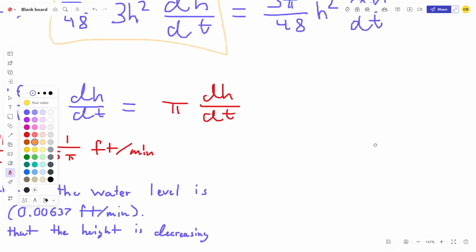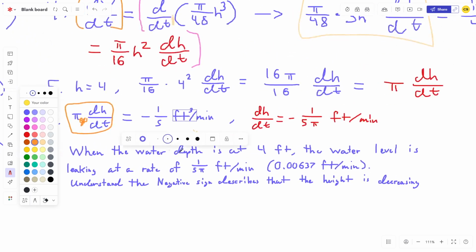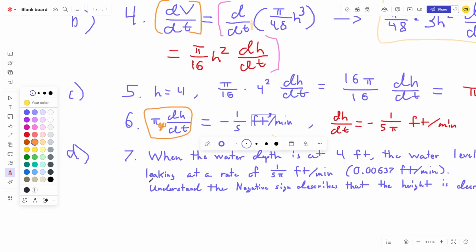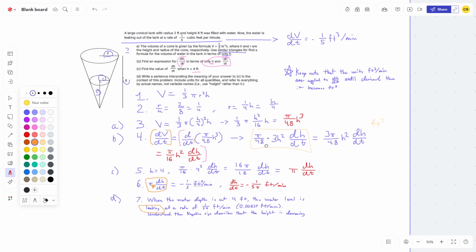The reason why this is because this still equals this. When we plug in the 4, we get this. I'm sorry, I'm using this a lot, just very easy. And the feet cubed will cancel the feet squared because of the unit that's right here. So when the water depth is at 4 feet, the water level is leaking at a rate of 1/5 pi feet per min. There's no negative because it's leaking, so understand. Thank you.